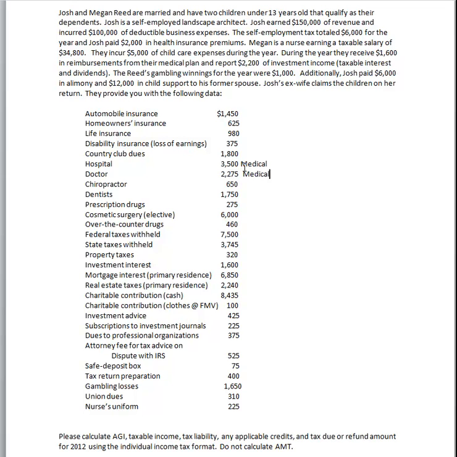Going to the doctor and paying $2,275 out of pocket to go to the doctor, medical. Chiropractor, we can take that as a deductible medical expense. Dentist, medical expense. Prescription drugs, medical. Elective cosmetic surgery. The term elective lets you know that they chose to have the surgery and it was not medical. So that is not deductible. Over-the-counter drugs, not deductible.